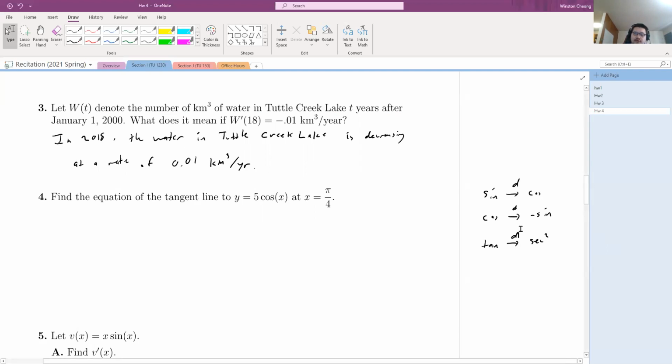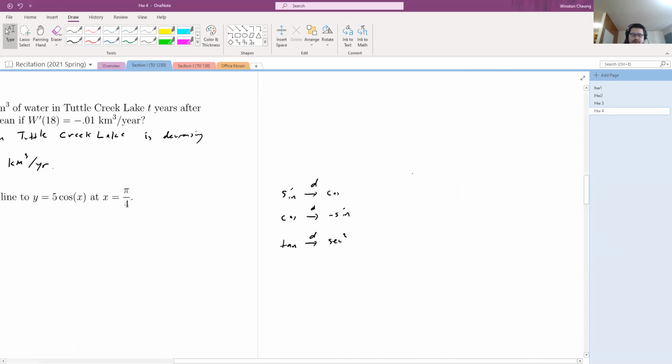All of them. Okay. So I'll lay out all of them just so that everyone can have this as a reference. You've also got cotangent's derivative, which is going to be negative cosecant squared. Secant's derivative is going to be secant x tangent x. And then cosecant's derivative is negative cosecant cotangent.